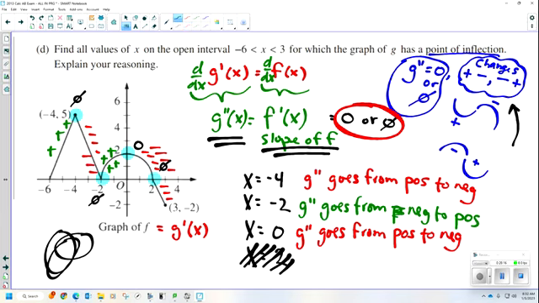Even though the slope at that point is undefined, where the slope is 0 and undefined is the possibility where I can have points of inflection. To make sure it's a point of inflection, I need to check if the sign changes. And the sign does not change at x equals 2. All right, hey, we're done.